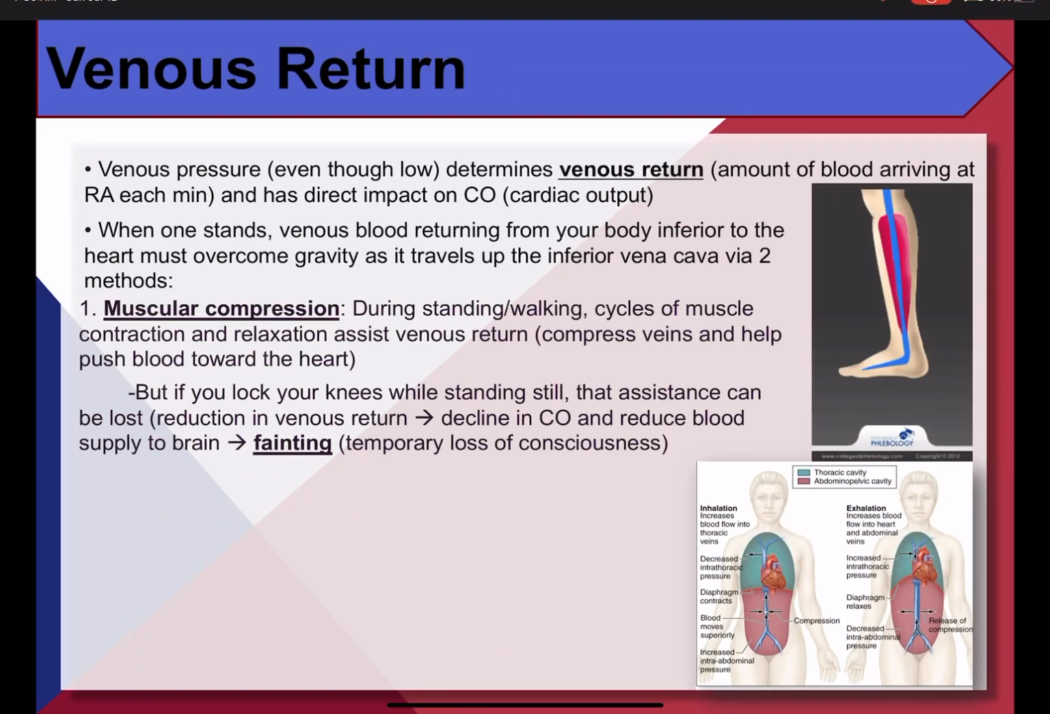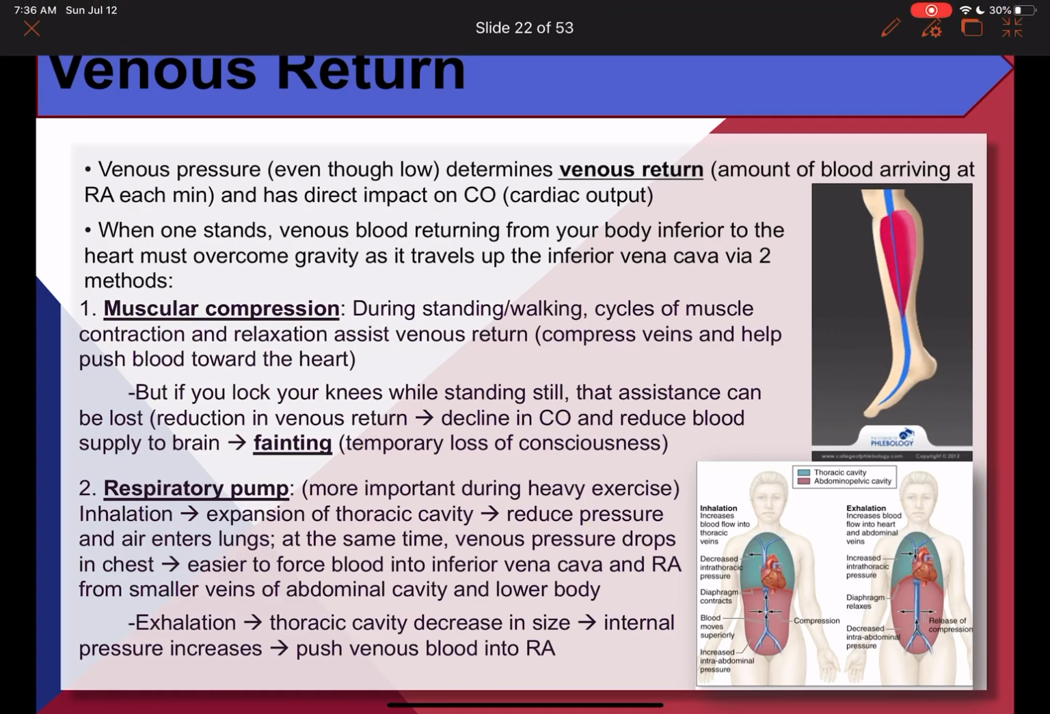That is why inhalation and exhalation end up serving as what we call the respiratory pump, which is illustrated here. During inhalation, you have a decreased amount of pressure, so blood is allowed to flow into the inferior vena cava, and when you have exhalation, you have increased pressure within the lungs, which pushes on the inferior vena cava and gives a push to the blood from the abdominal cavity into the right atrium. Exhalation will push venous blood into that right atrium.